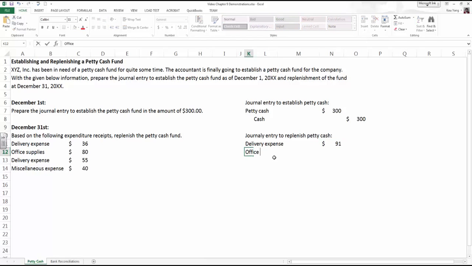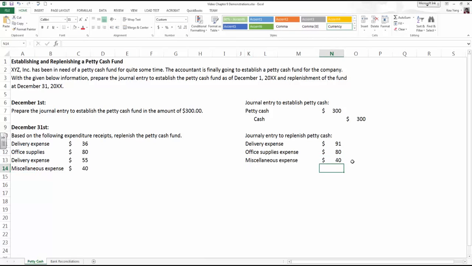The next item on the list is office supplies. Okay. We used money to buy office supplies, but we did not record it. So there is the entry to record that expense: office supplies expense. And then last but not least, we have our miscellaneous expense. That expense is at $40. So it will go to the miscellaneous expense account, and that is exactly what we debit.